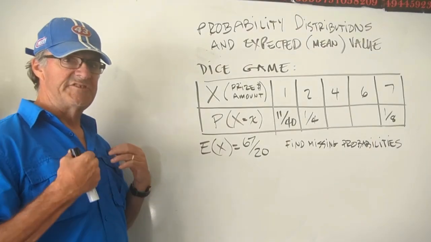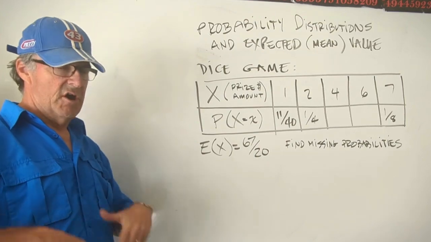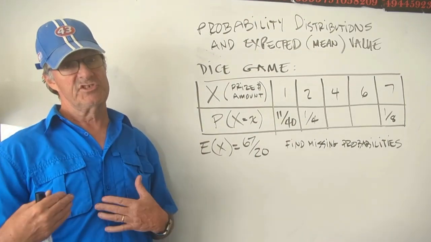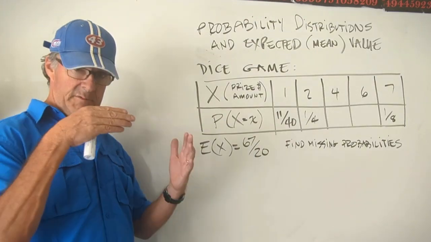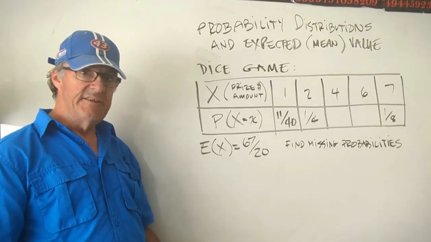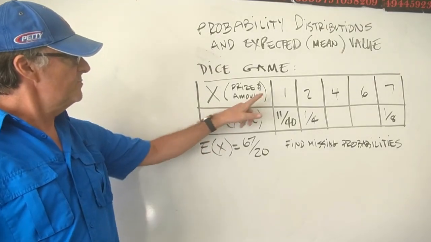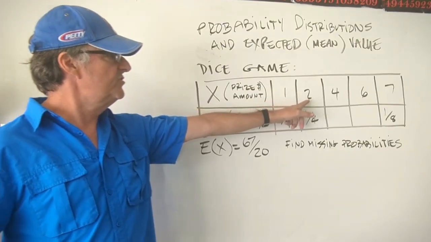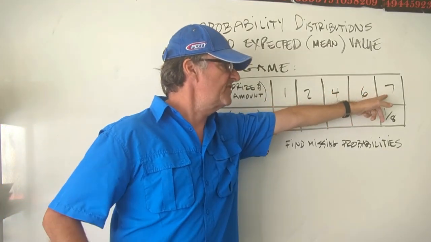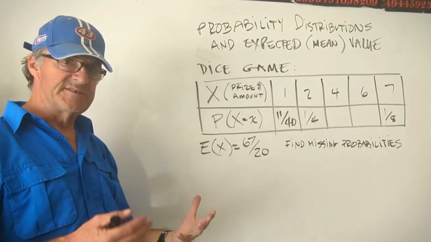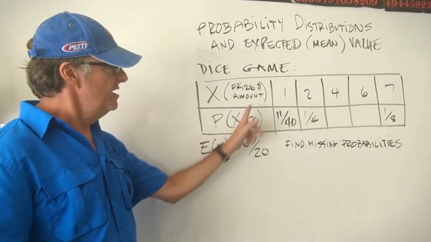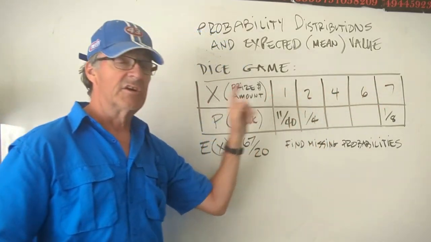One more example. This one involves a dice game. Some students are arranging a dice game to raise money for charity. So they're having people pay money to play the game, and then they win a prize if they do well enough. So here's the prize amounts. They can get $1, $2, $4, $6, or $7. So those are the prize amounts. You pay your money, you play the game, and you're going to win one of these dollar amounts.